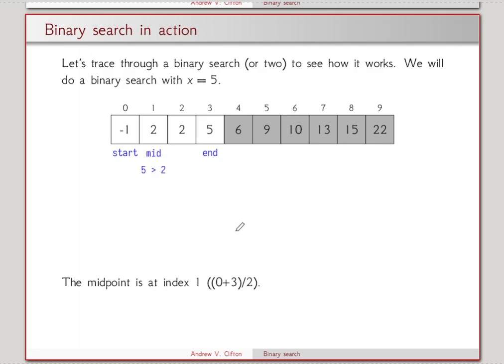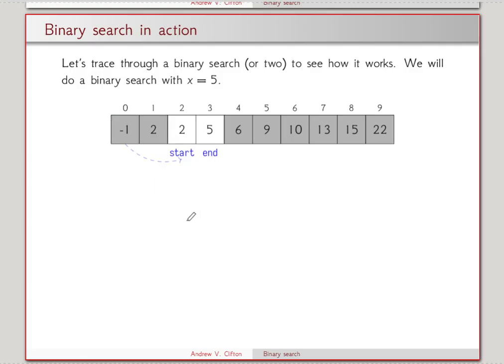So now again, we pick the midpoint. We do 0 plus 3 over 2, which rounds down to a midpoint of 1. Obviously, we have an even number of things, so the midpoint is going to have to get rounded, and it rounds down. So now we're comparing 5 to 2. 5 is greater than 2, so that means we're going to search right. So we can rule out not just the 2, but also the -1 that comes before it. That rules out that section of the array.